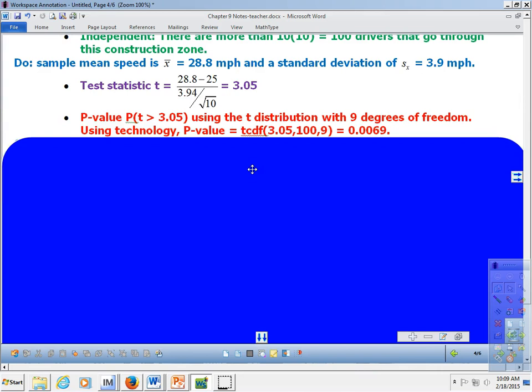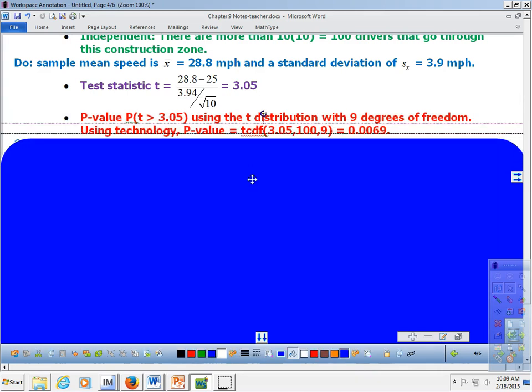We need to turn that into a p-value. We just talked about how to do that. I'm going to leave it for you to verify what that p-value is. We can use a calculator here, and you should get a p-value of 0.0069.